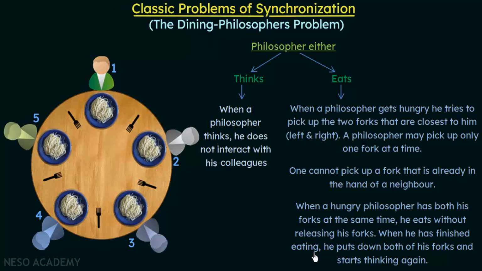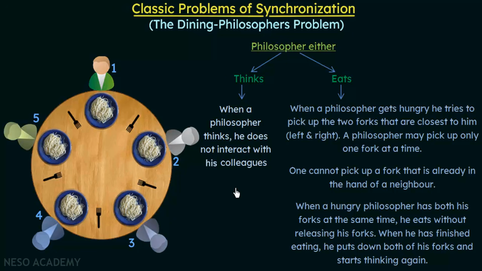When he has finished eating, he puts down both of his forks and starts thinking again. So when a hungry philosopher gets hold of both the forks, he will be eating. And after he completes eating, he will be placing the forks back where they were. And then he will start thinking again. So this is the scenario that we have in the dining philosophers problem.